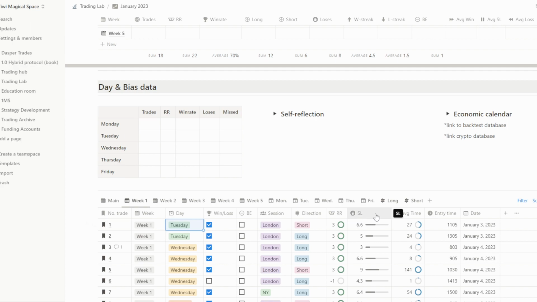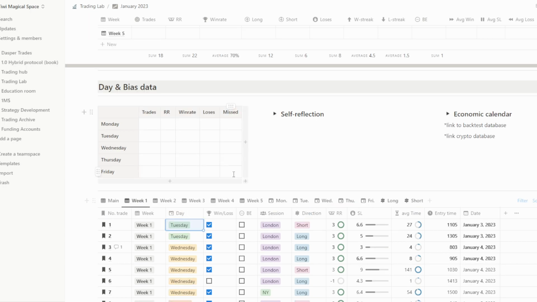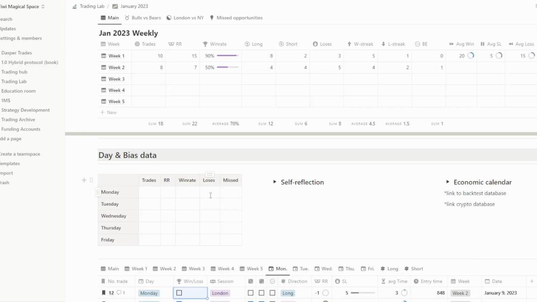I figured this one out, it's really easy and simple for me, and once I've settled all these things, all I have to do eventually over the weekend is click on that and I instantly see, okay, on Monday overall I took 3 trades and 2 were winners. So maybe I just need to stick to trading Mondays this month.